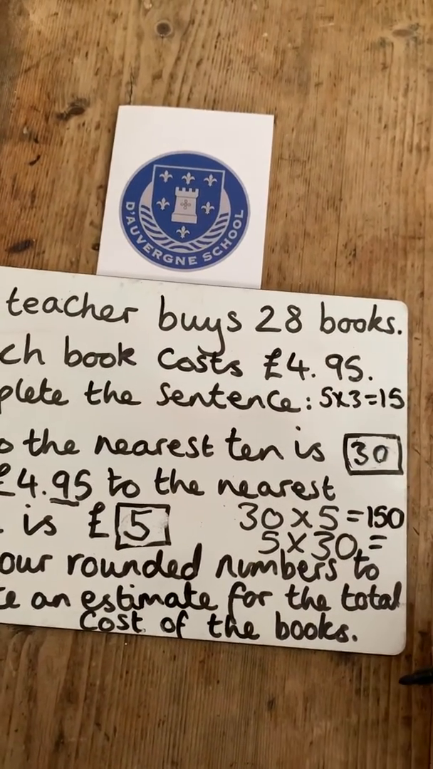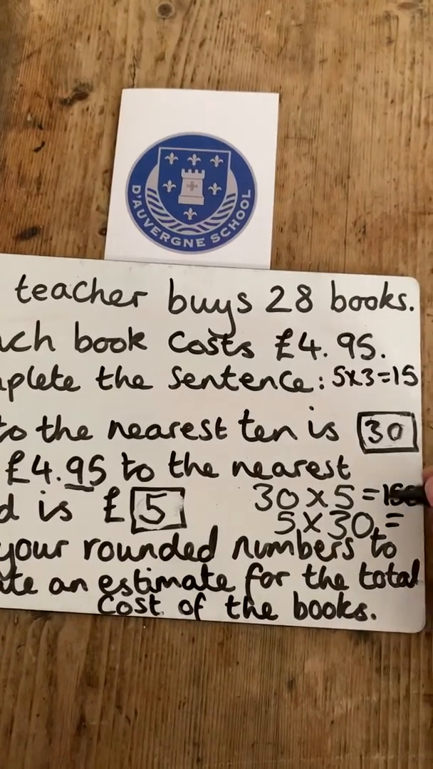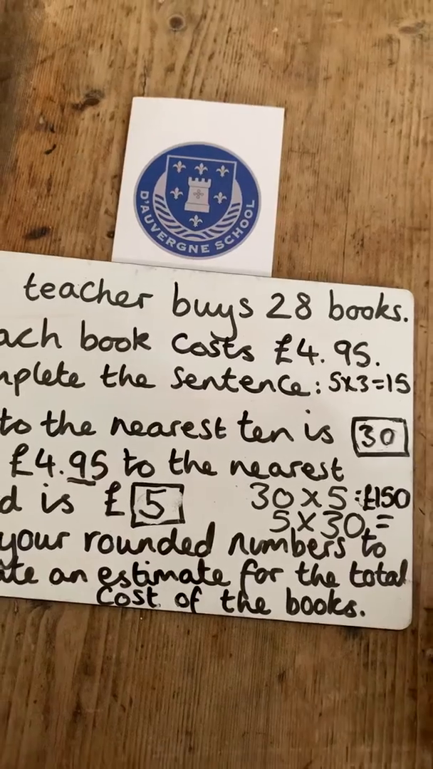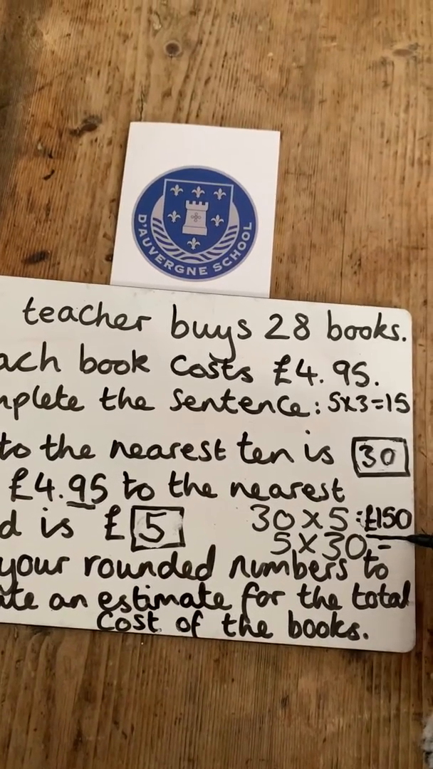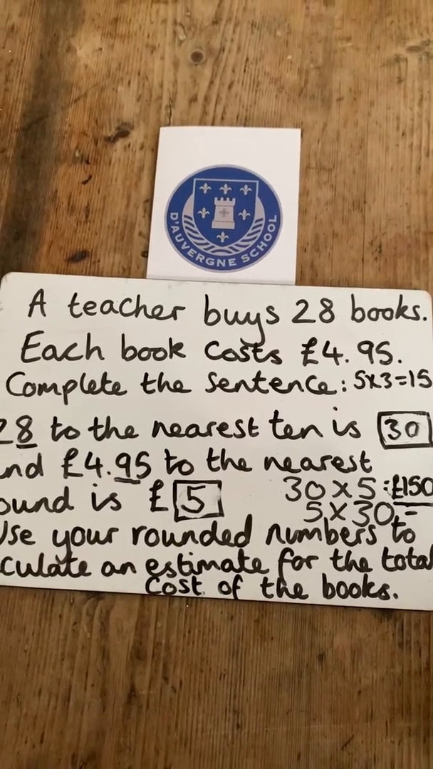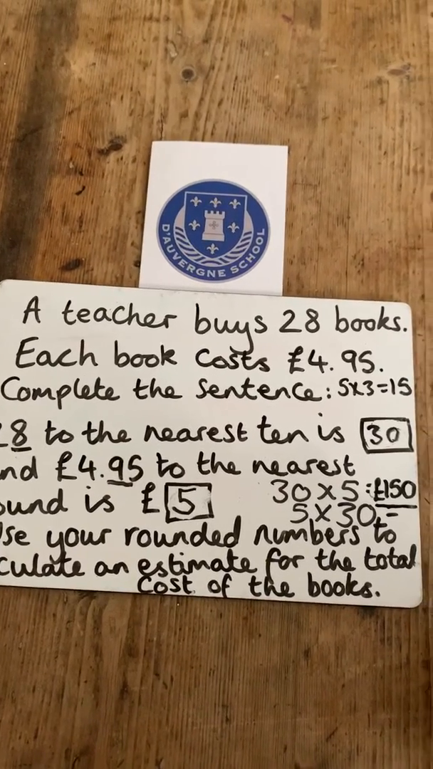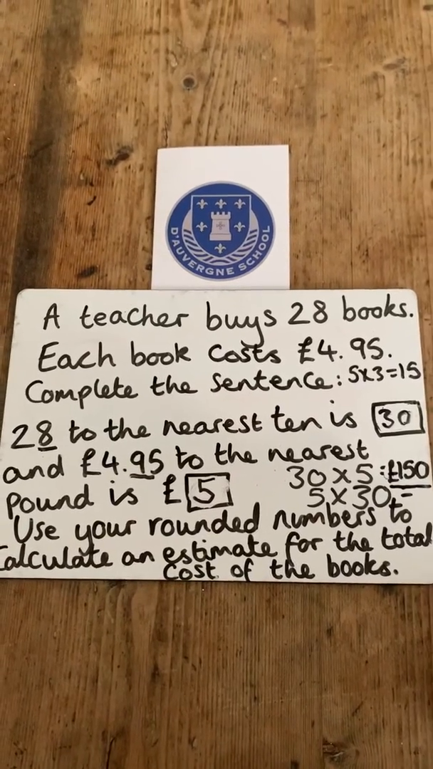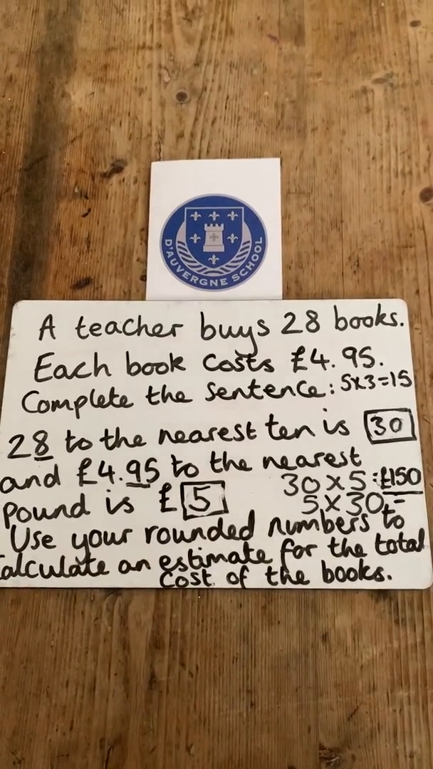150. Now, as we're dealing with money, we need to pop in our pound sign just in front of our 150 to ensure that our answer makes sense. And there we have it. So the estimated cost for the total of books will be £150, which is useful if you're having to budget for something. Well done.